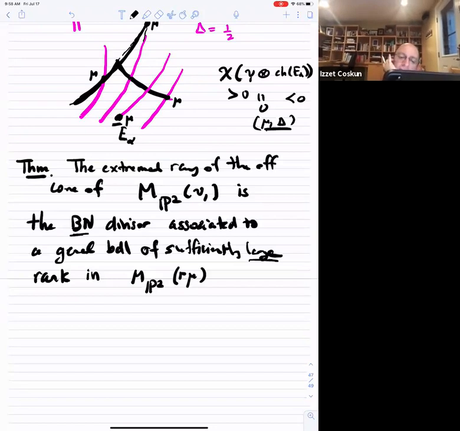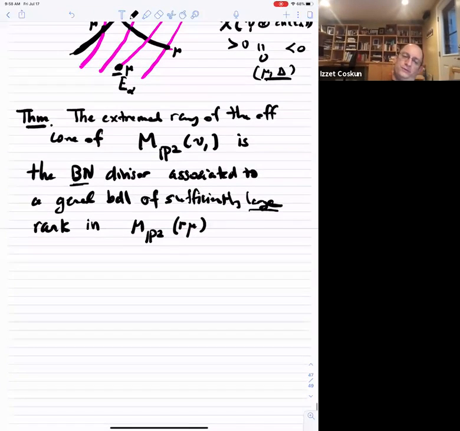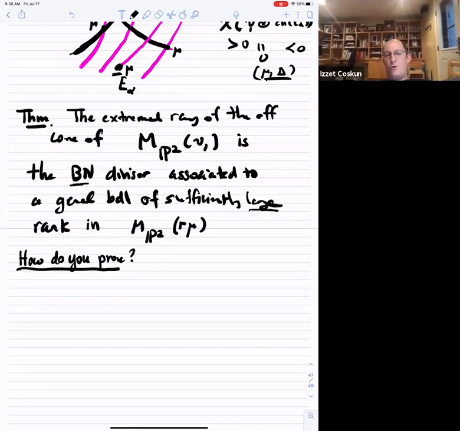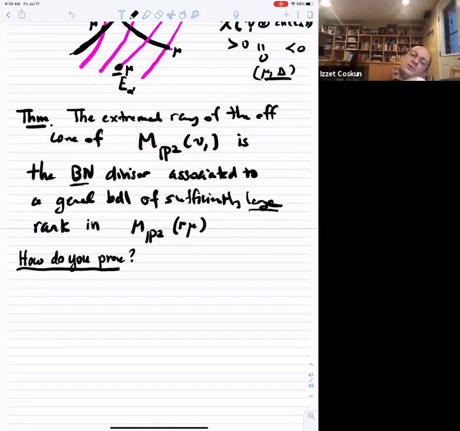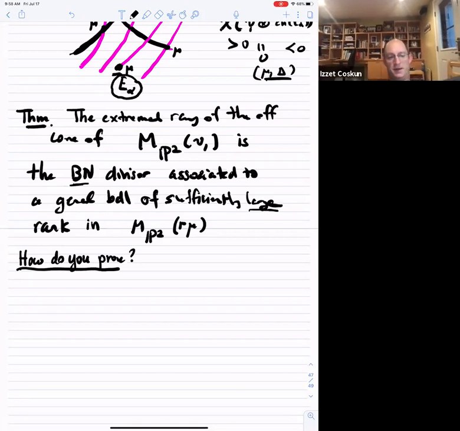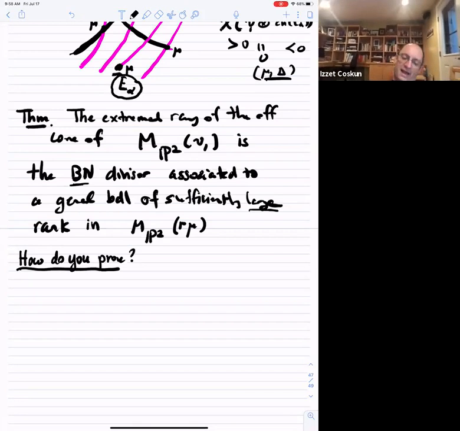Okay? And again, let me explain, how do you prove this? I'm not going to give you a proof because we don't have time. How do you prove something like this? The key point here is that, if you want to compute cohomology, you need a resolution. And the resolution that you take is determined by this exceptional bundle. So the exceptional bundle E alpha determines a resolution.